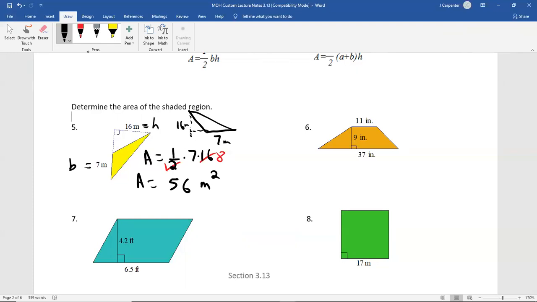But for now, let's do number 6. So this right here, well, we got 2 sides that are parallel, but not the other 2, so it's not a parallelogram. That makes this a trapezoid.